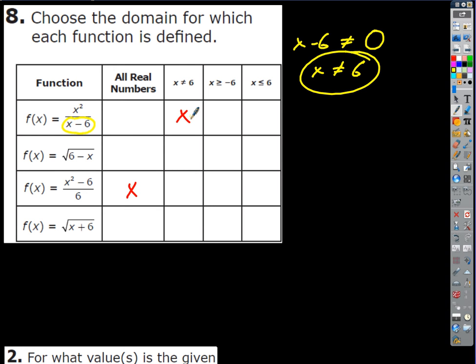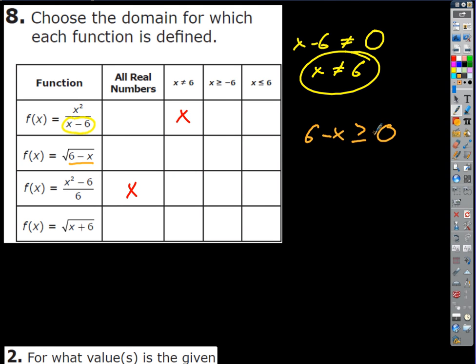Okay. How about this guy right here? If we look at this one, now I've got a variable included underneath the radical, right? So everything underneath the radical there, the 6 minus x, you told me that can't be negative, right? So what could it be? Greater than or equal to 0. It could be 0. Square root of 0 is 0. Or it could be positive. So whatever's inside the radical has to be greater than or equal to 0, right?